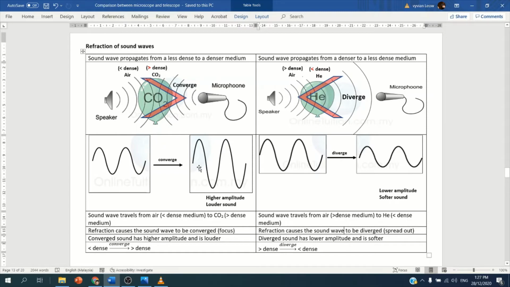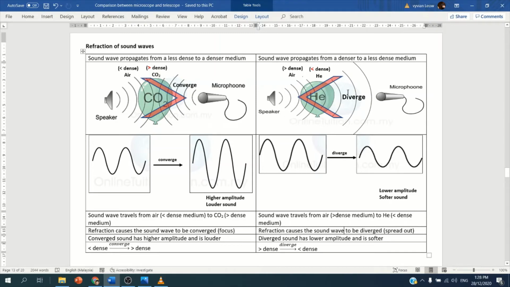Okay, so how do we remember this? I use the symbol of more than, larger than. This looks like an arrow, right? The more than symbol looks like an arrow. So sound wave converges, right? It focuses. So it's refracted, converging, and focused. So when sound wave is focused, it becomes louder.